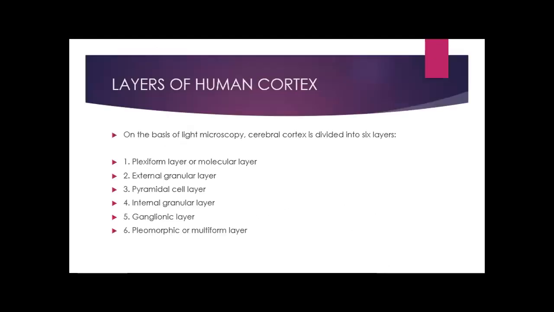Then we come to the layers of human cortex. On the basis of light microscopy, cerebral cortex is divided into 6 layers. First, we have the plexiform layer or molecular layer, external granular layer, pyramidal cell layer, internal granular layer, ganglionic layer, and pleomorphic or multiform layer.